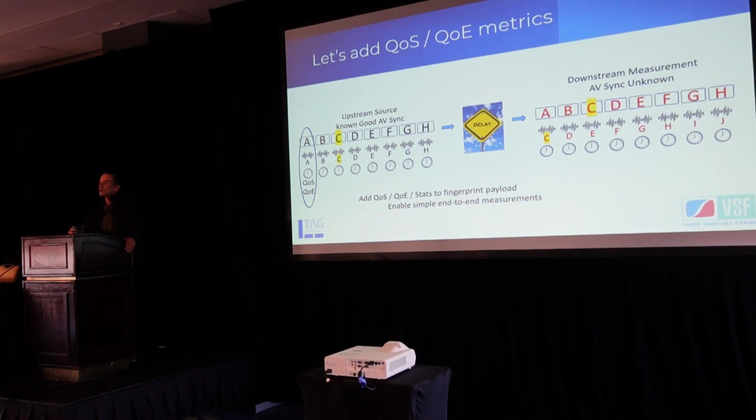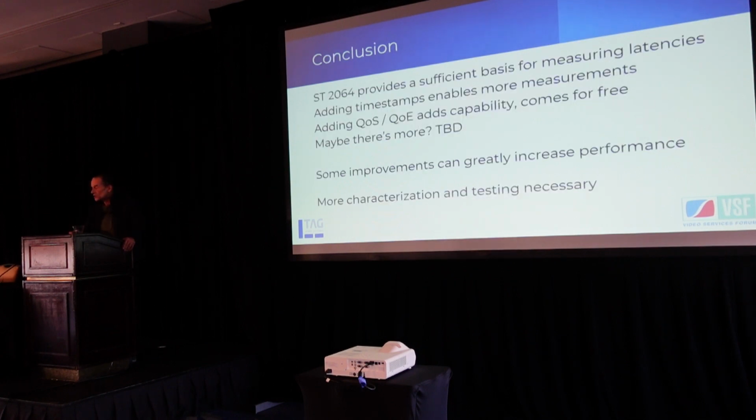You can determine the quality of your content through yet another means that's simply camping on the back of this system. So, in conclusion then, 2064 gives you a sufficient basis for measuring latencies. That's pretty clear. The timestamps enable many more measurements to be made, which is really, really interesting, I think. We can add some QoS and QoE, and it comes for free. The transport is there. If you're doing QoE or QoS metrics, you can throw them into that same fingerprint payload, get them up to your central scrutinizer who can work with them. Maybe there's more. We'll see.